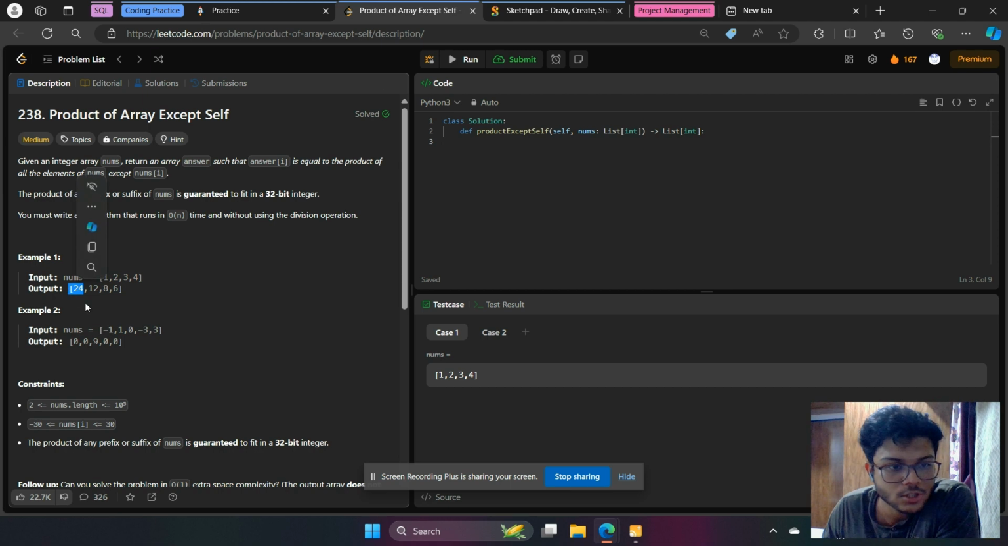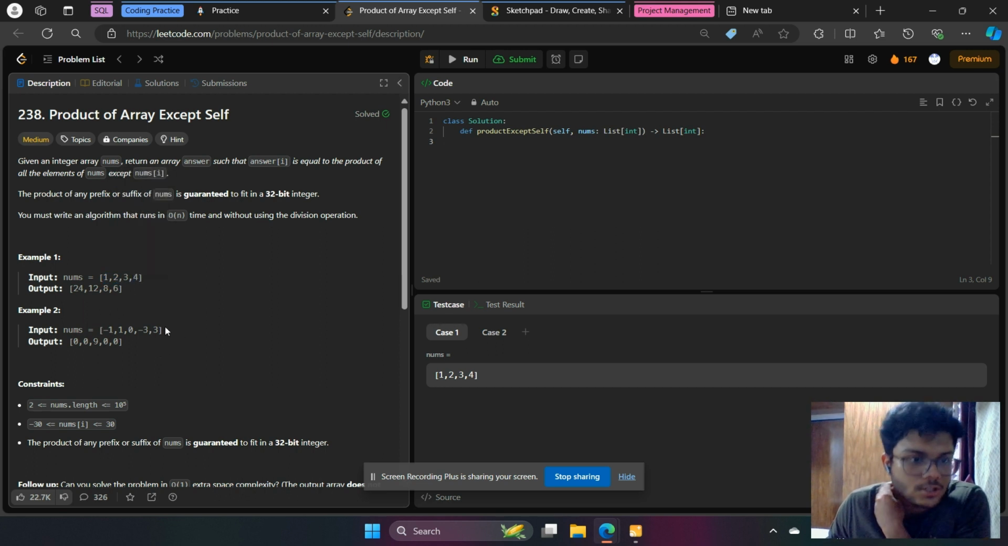So for the first position, we have to return 2 times 3 times 4. For the second position, we have to return 1 times 3 times 4. For the third position, we have to return 1 times 2 times 4, and so on. I think we got the gist. So that's what the answer should look like.